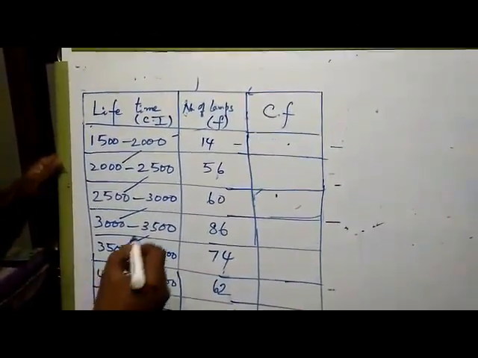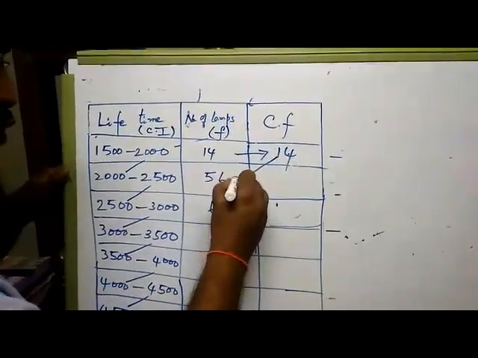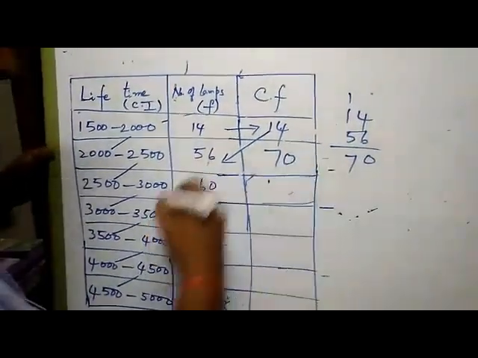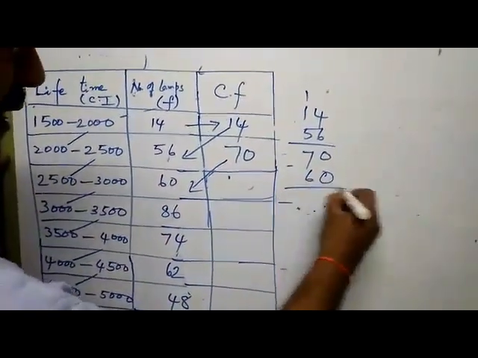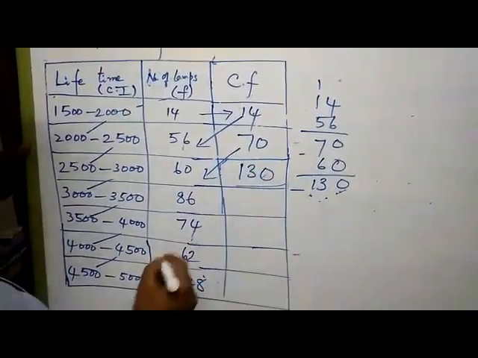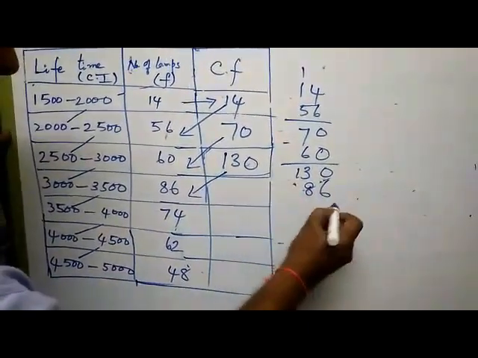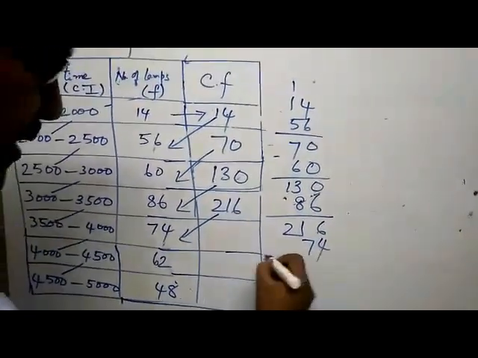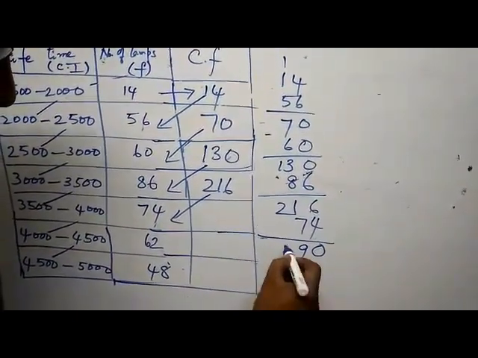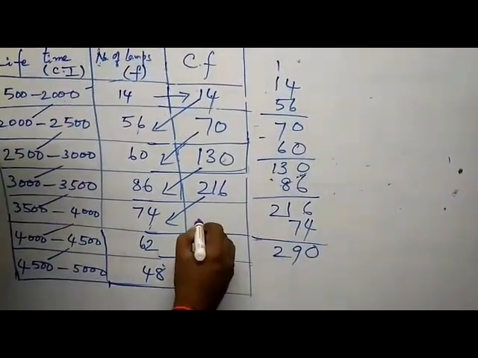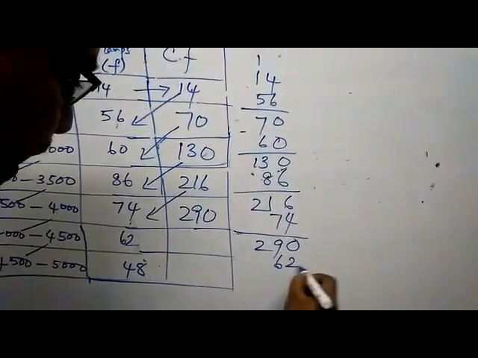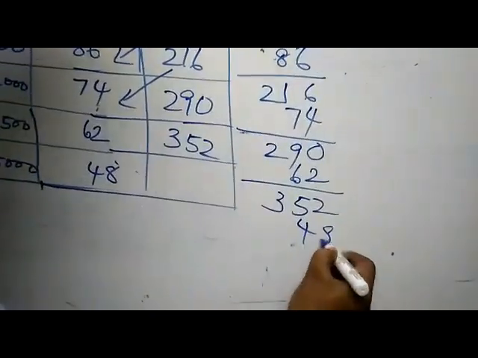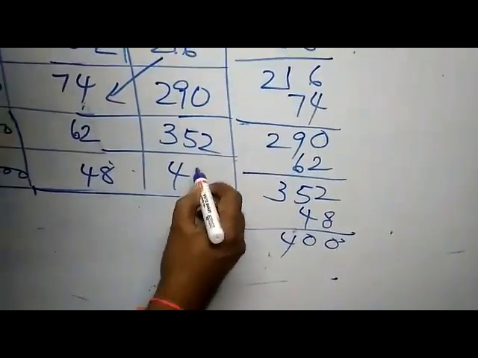Now we prepare the cumulative frequency distribution table. The first one is 14 as it is. 14 plus 56 is 70. 70 plus 60 is 130. 130 plus 86 is 216. 216 plus 74 is 290. 290 plus 62 is 352. 352 plus 48 is 400.